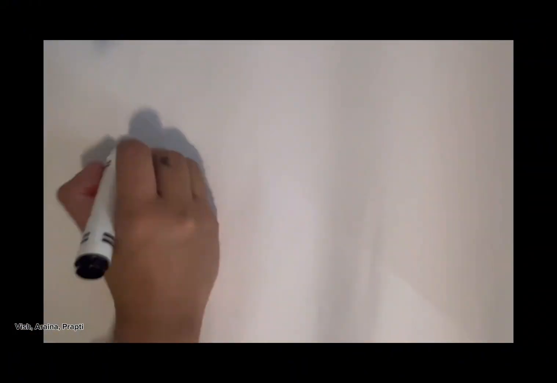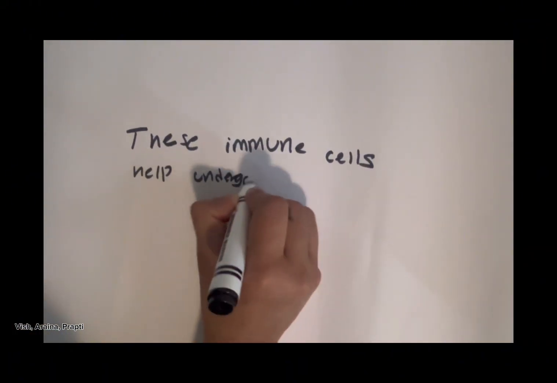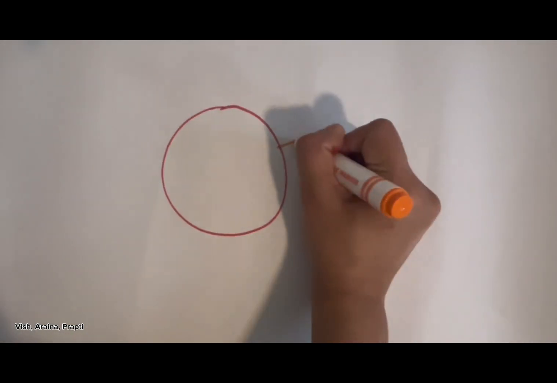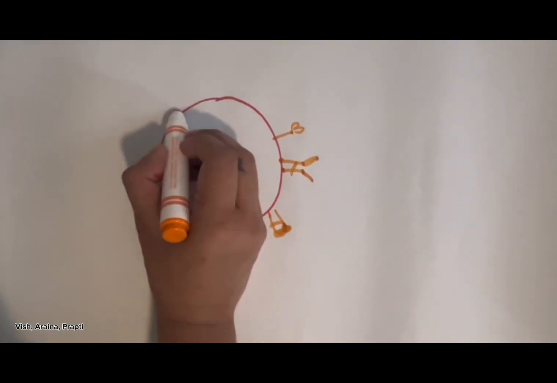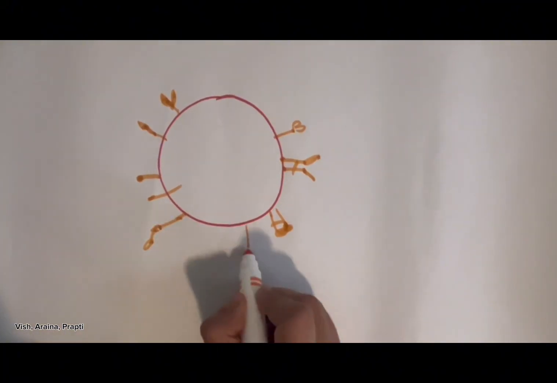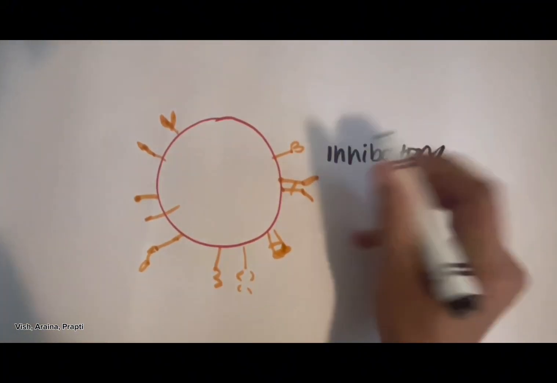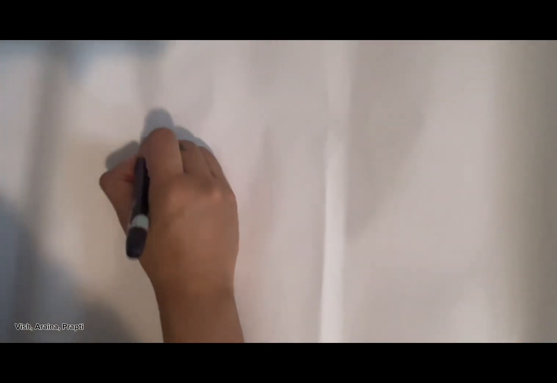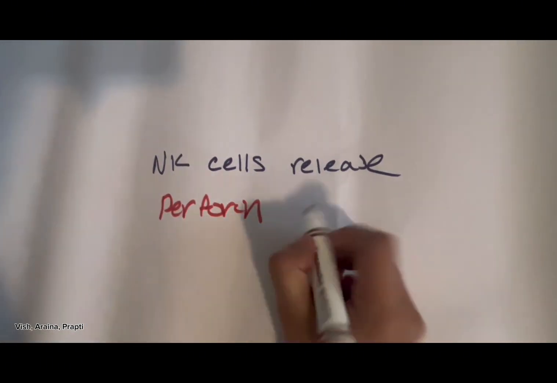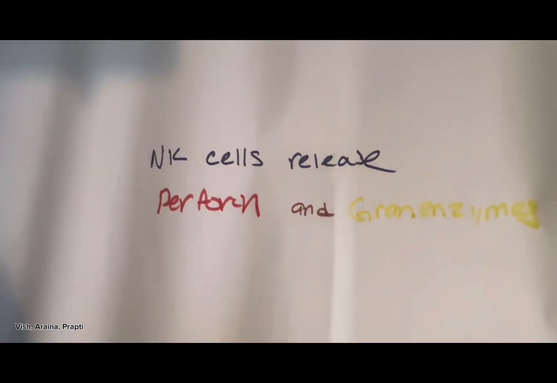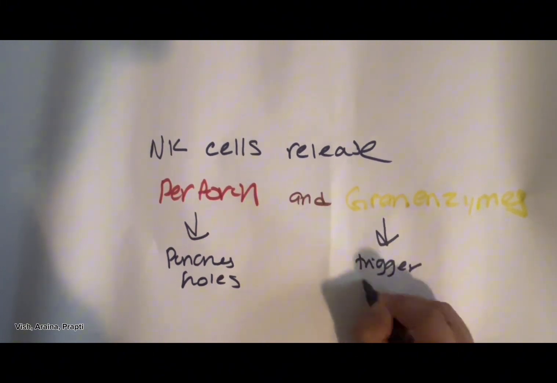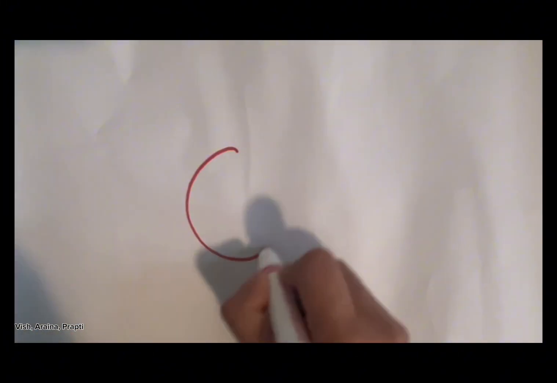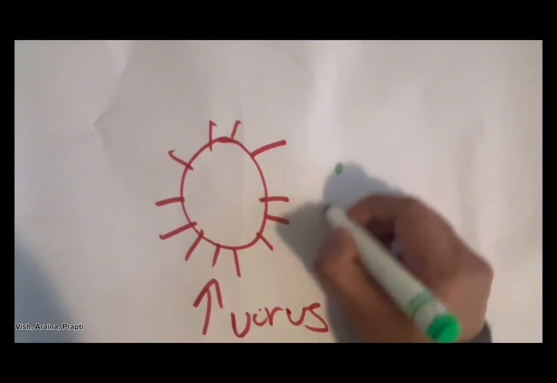NK cells play a critical role in controlling early infection. They detect infected cells by sensing decreased expression of MHC class 1 molecules and increased expression of stress-induced ligands. NK cells induce apoptosis by releasing perforin, which forms pores in target cell membranes, and granzymes, which activate caspases and trigger programmed cell death, which is apoptosis. There's also the complement system, which is activated through the alternative and lectin pathways. These complement proteins such as C3b bind to viral particles, which enhances phagocytosis.